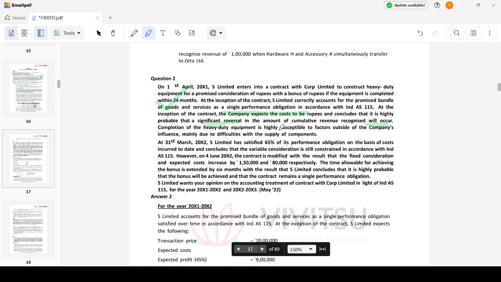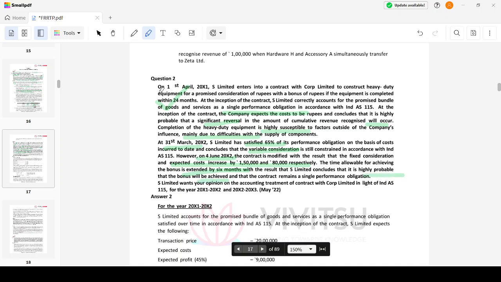Completion of the heavy-duty equipment is highly susceptible to factors outside the company's influence, mainly difficulties with the supply of components. At 31st March 20X2, S Limited has satisfied 65% of its performance obligation on the basis of cost incurred to date and concludes the variable consideration is still constrained in accordance with Ind AS 115. However, on that date the contract is modified, with the result that the fixed consideration and expected cost increase by 1,50,000 and 80,000 respectively. The time allowed for achieving the bonus is extended by 6 months, and it is highly probable the bonus will be achieved now.